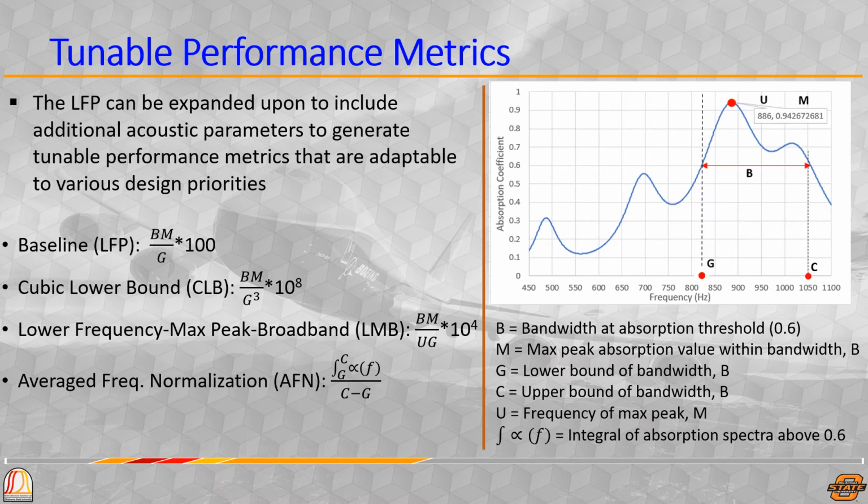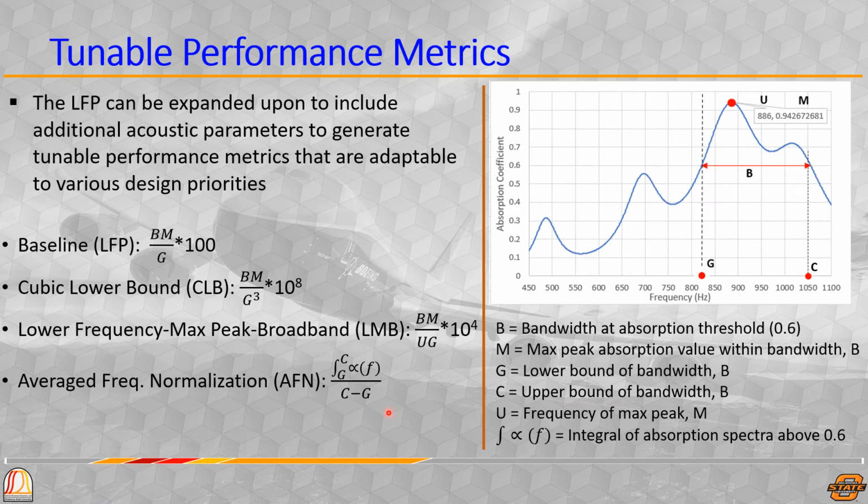Using the ZKTL code, the LFP can be expanded to include additional parameters to generate tunable performance metrics for various design priorities. These metrics being the baseline, or LFP, the cubic lower bound, or CLB, the lower frequency max peak broadband, or LMB, and the average frequency normalization, or AFN. Each will be discussed in later slides.